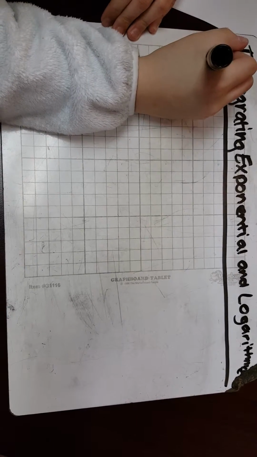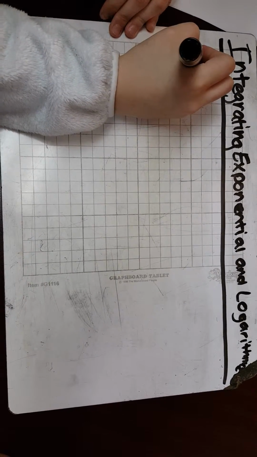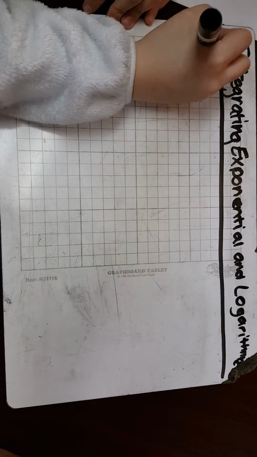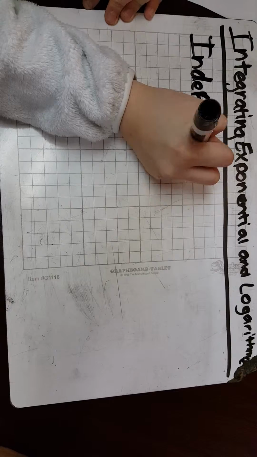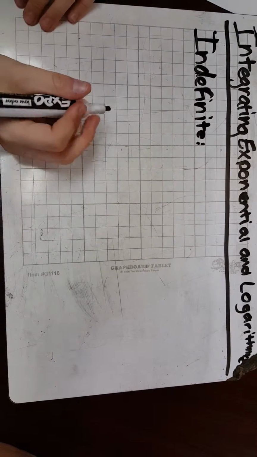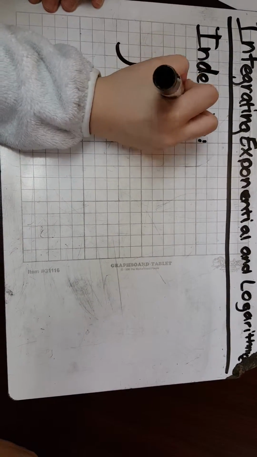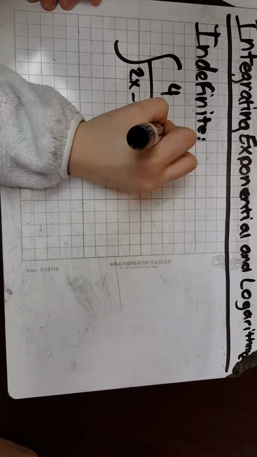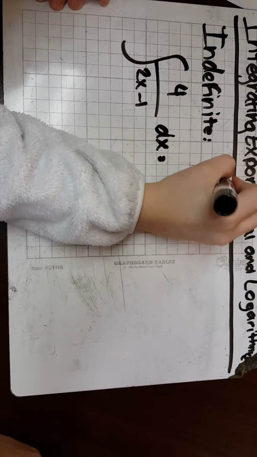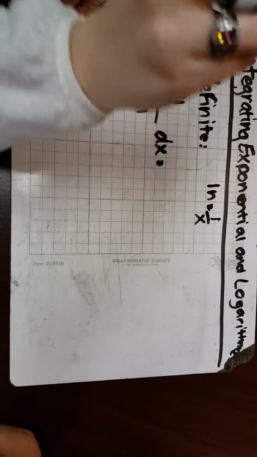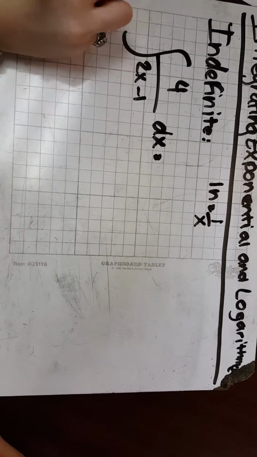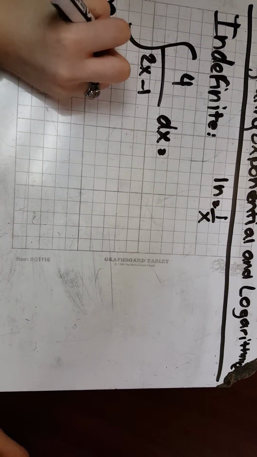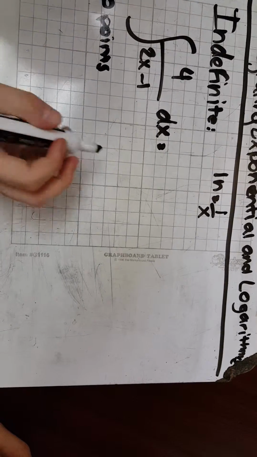I'm gonna start off with an example of, let's see, indefinite. Okay. So this equation will look like this. So we know that the derivative of natural log equals 1 over x. Get that in your brain. So for this, you know that there's no points given. So you definitely know it's an indefinite.